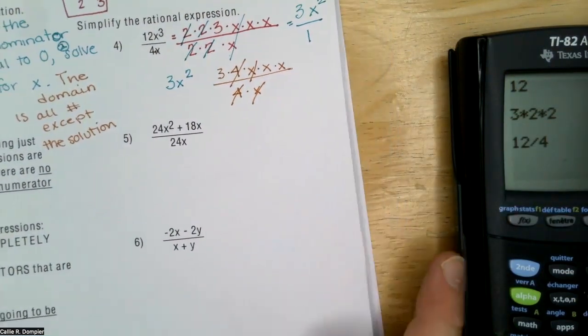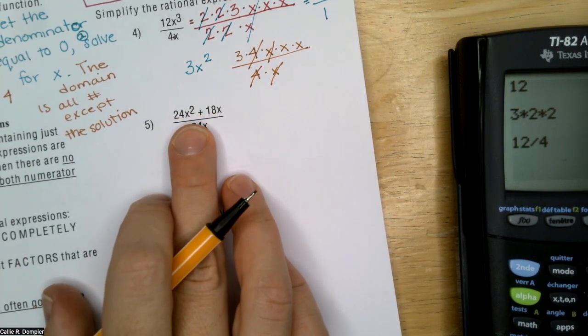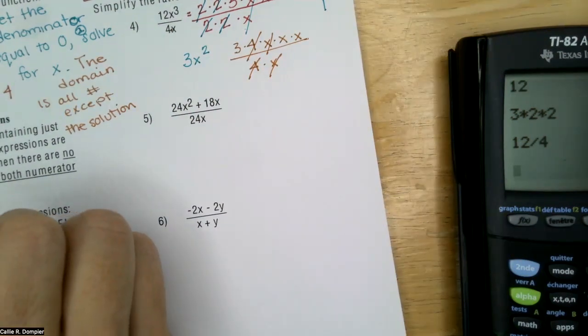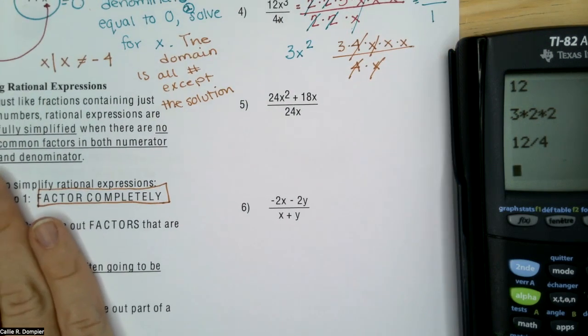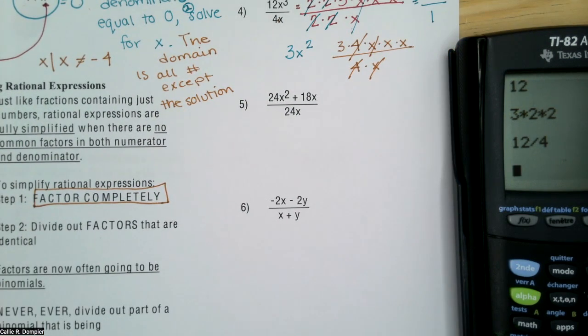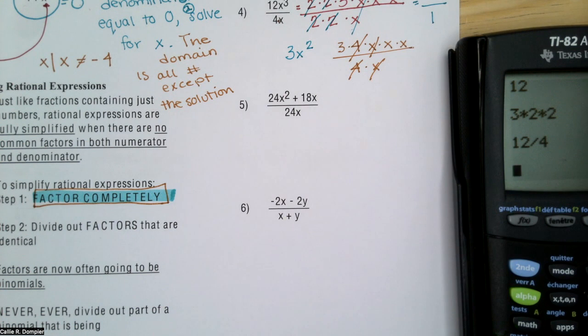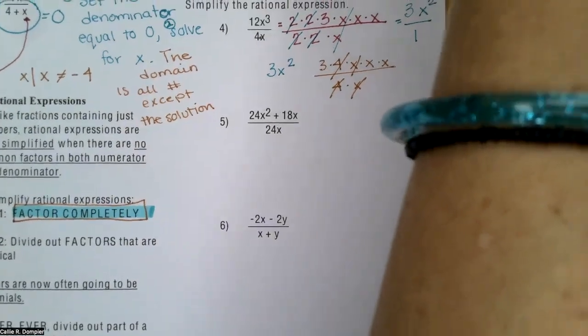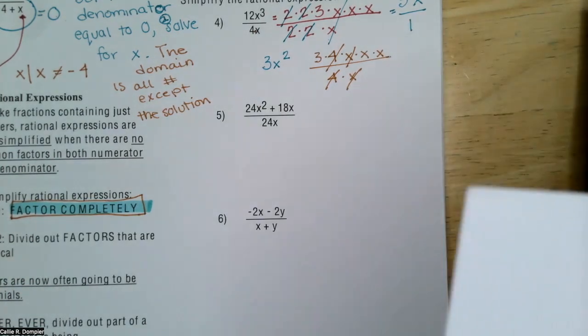Good. All right, once you have 2 terms, you want to look at both of those terms. If you are able to factor the numerator and the denominator before you start dividing out the factors, do it. Factor first. So just don't even look at the bottom, just 24x squared plus 18x. What can I factor out of 24x squared plus 18x?